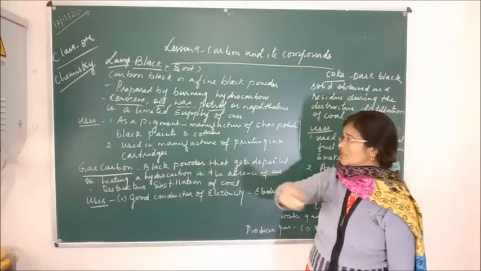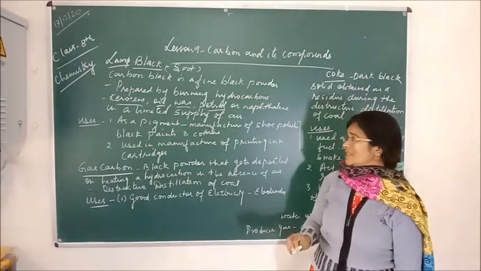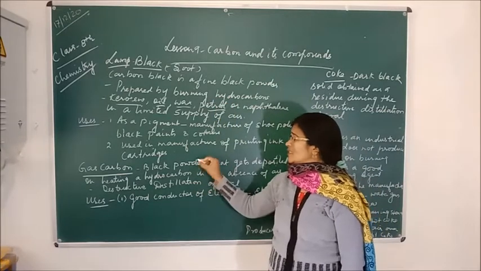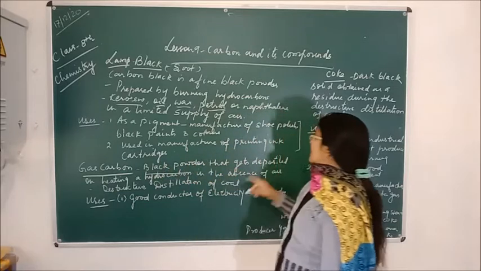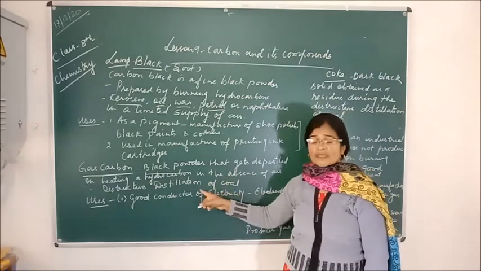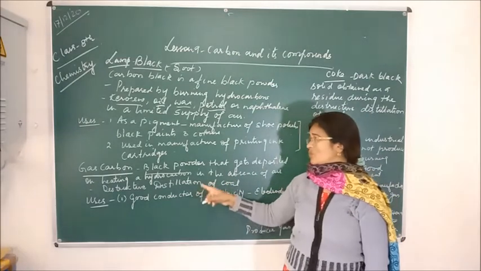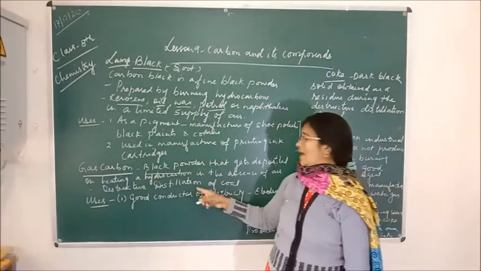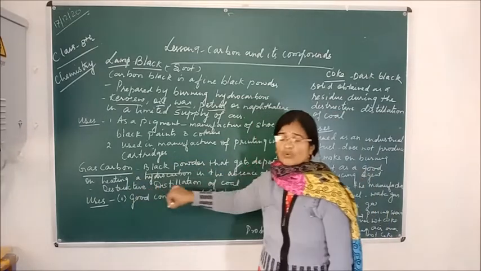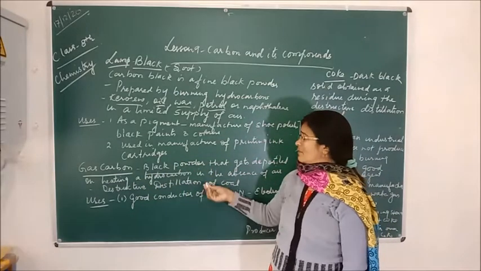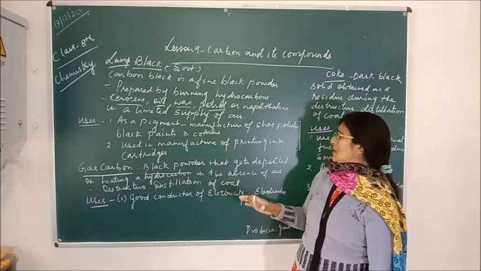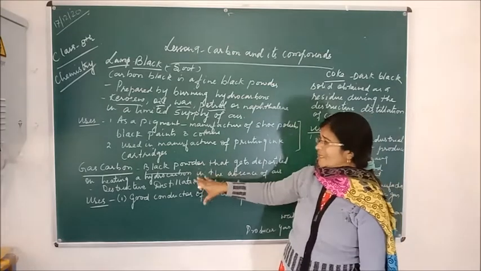Now second, we have to discuss gas carbon. So what is gas carbon? It is the same as lamp black or carbon black. It is also a black powder that gets deposited by heating a hydrocarbon in the absence of air. Heating in the absence of air is called destructive distillation. When coal is heated in the absence of air by destructive distillation, a black powder gets deposited. That is called gas carbon.